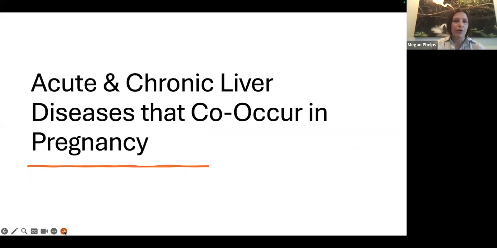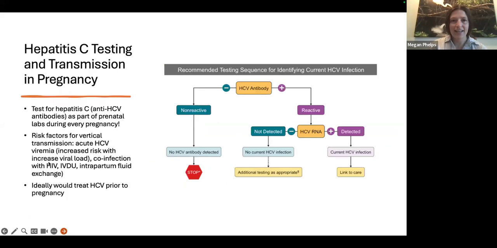Now we'll jump into acute and chronic liver diseases that can co-occur in pregnancy, and we'll start with hepatitis C. Generally speaking, the recommendation now is to test every pregnant patient for hepatitis C as part of their prenatal labs. That's changed from the past, when it was just people who had risk factors.